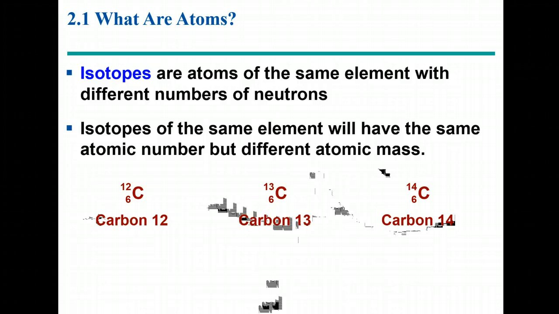Isotopes are atoms of the same element with different numbers of neutrons. Isotopes of the same element will have the same atomic number but differ in atomic mass. Carbon is an example of an element that exists as an isotope. Carbon can exist in 3 forms as shown. Carbon can exist as carbon 12, carbon 13, or carbon 14. Carbon 14 is radioactive. Can you figure out the number of neutrons that each one of these carbon isotopes would contain?